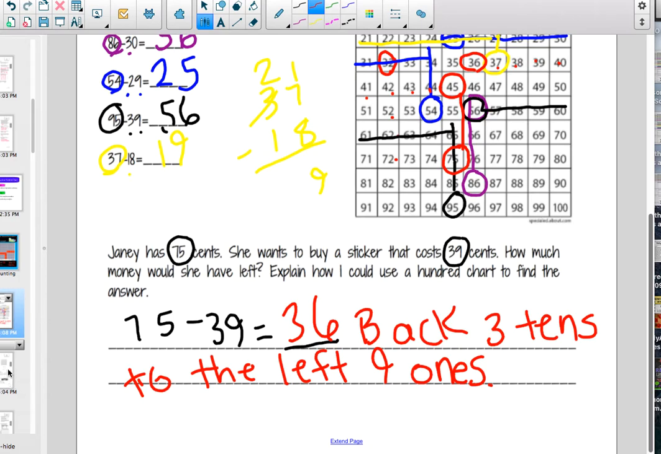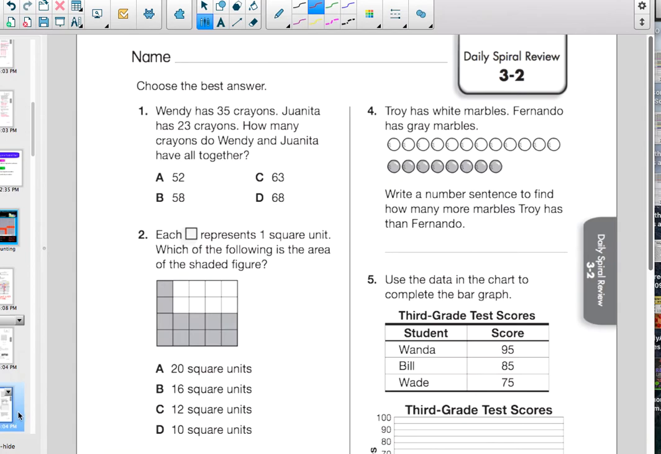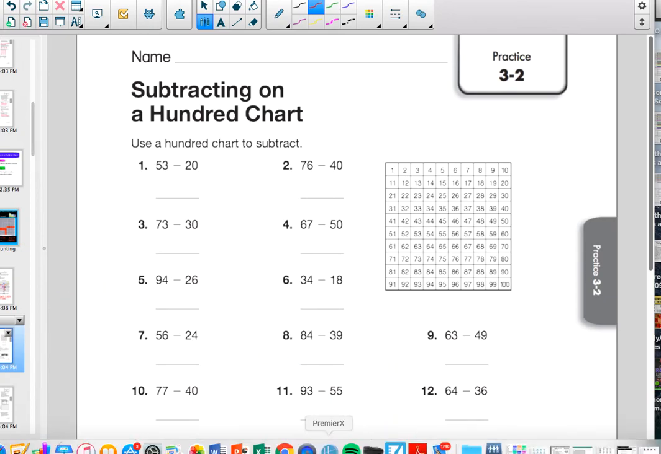All right, third graders, you have your 3-2 spiral review and your 3-2 practice to do. Please make sure you take your time and you do your very, very best.